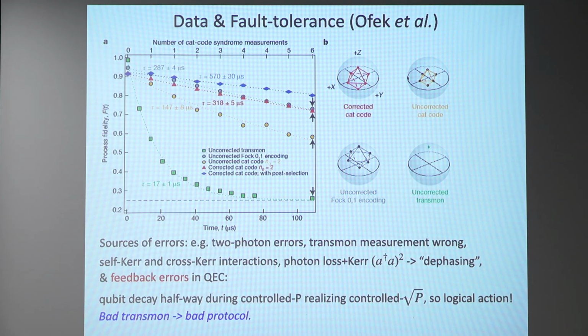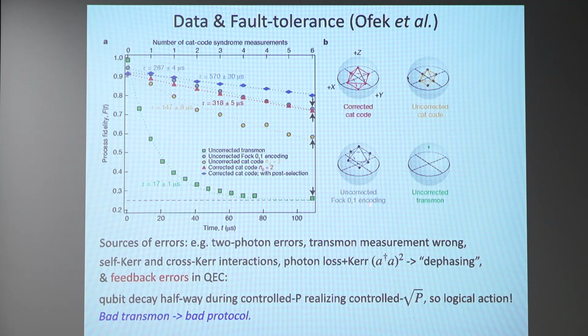Usually, what is the time scale for photon loss? Well, you can see it from this Fock encoding, actually, because this is the uncorrected thing, which is over here. So this is 280 microseconds. So it would be almost a millisecond.